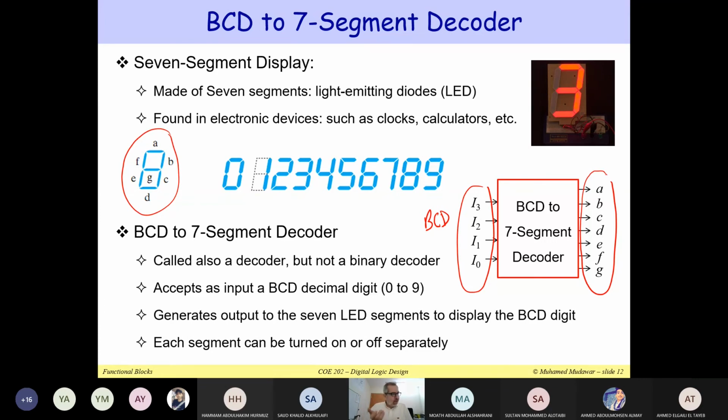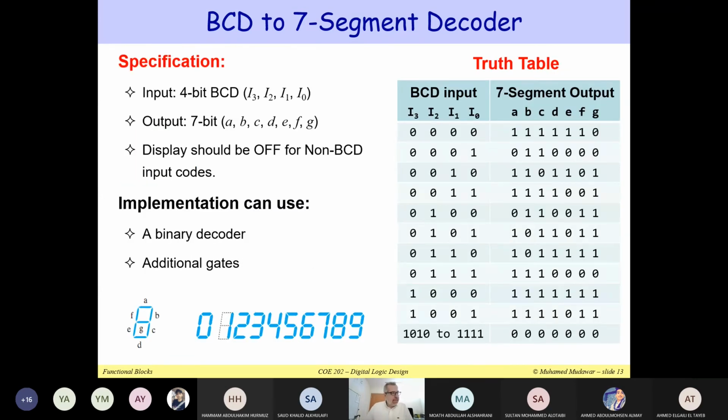I'm going to show you another way to design or implement this BCD to 7-segment decoder using a binary decoder plus a few extra gates. So let us take a look. First, let us take a look at the truth table. The truth table is already given to us, or we understand it, because we know for each input which segment should be turned on and which one should be turned off. For example, if the input is 0, 0, 0, 0, I would like to display the digit 0. So all these segments will be on except for G.